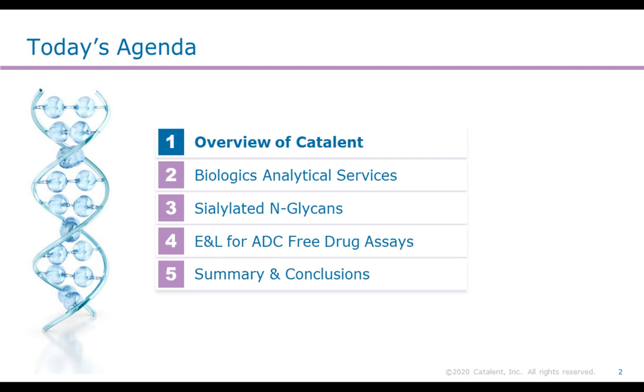Here's a brief agenda of the talk we'll be giving today. We'll provide an overview of Catalent and our capabilities. We'll discuss some capabilities of the Biologics Analytical Services team. I'll be presenting some results that we've collected on Sialic and Glycans. Then I'll be handing off the talk to John, who will discuss E&L analysis for ADC free drug assays. And we'll conclude the whole talk at the end of that.